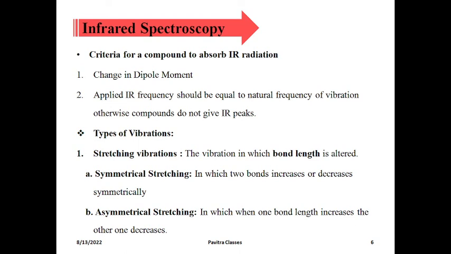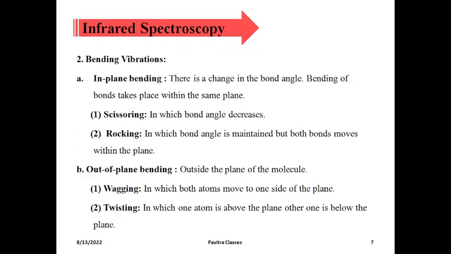In the symmetrical stretching, the bond length increases and decreases symmetrically. If two bonds are there, the lengths of the two bonds will increase and decrease symmetrically, at a time. That is called symmetrical stretching. The second one is asymmetrical stretching, in which the length of one bond increases and in the other bond it decreases.